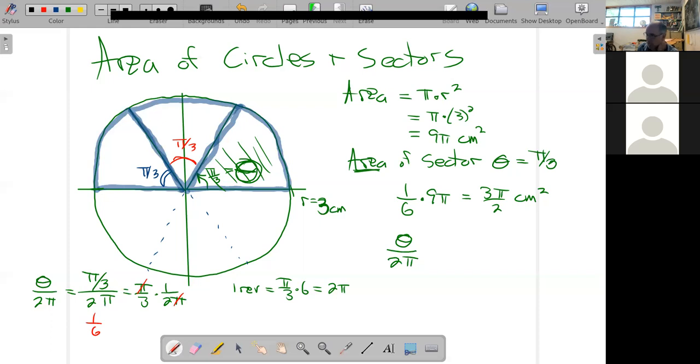Remember, in this class, pictures are worth a lot. So this right here is basically the fraction of the circle. And we did something like that when we were doing the arc length. So this right here is the fraction of the whole circle.